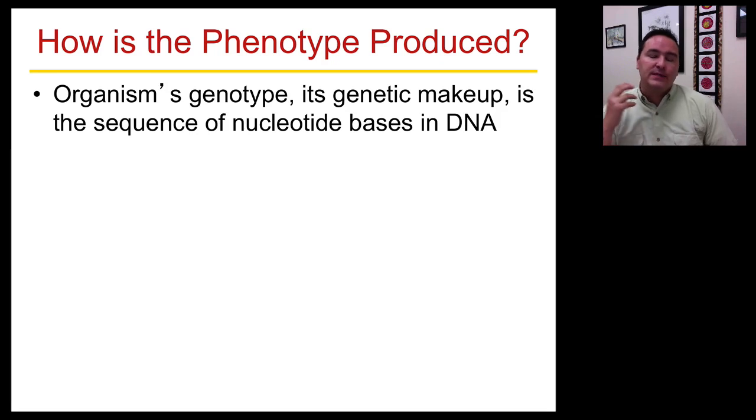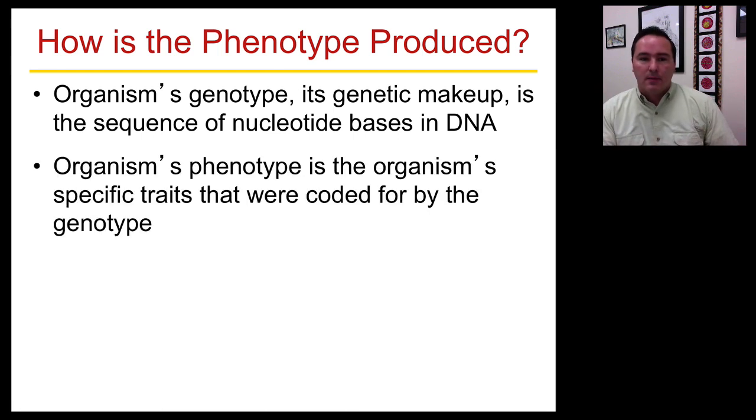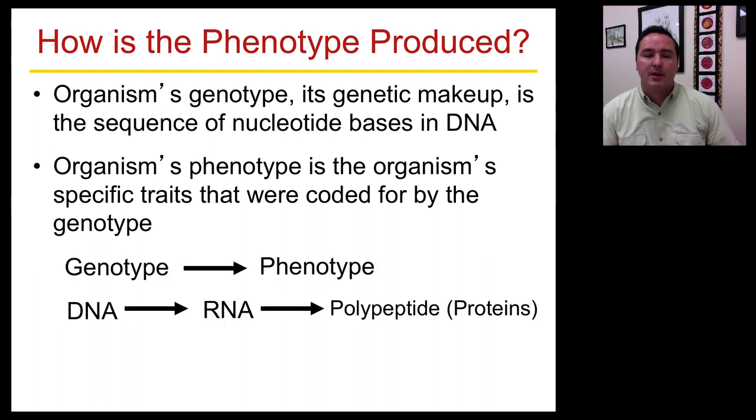Now, DNA then has all of the genetic information, but how does that genetic information make the phenotype? Well, the phenotype, as we've stated before, are all of the specific traits that were coded for by the genotype. And so you can think about it in this way. The genotype leads to the phenotype, right?